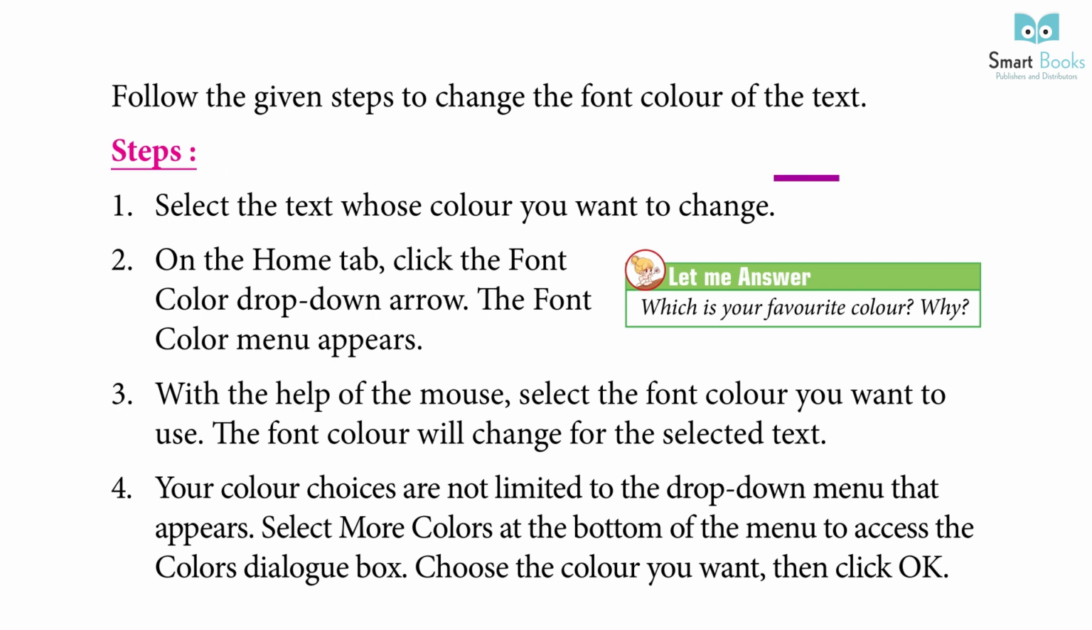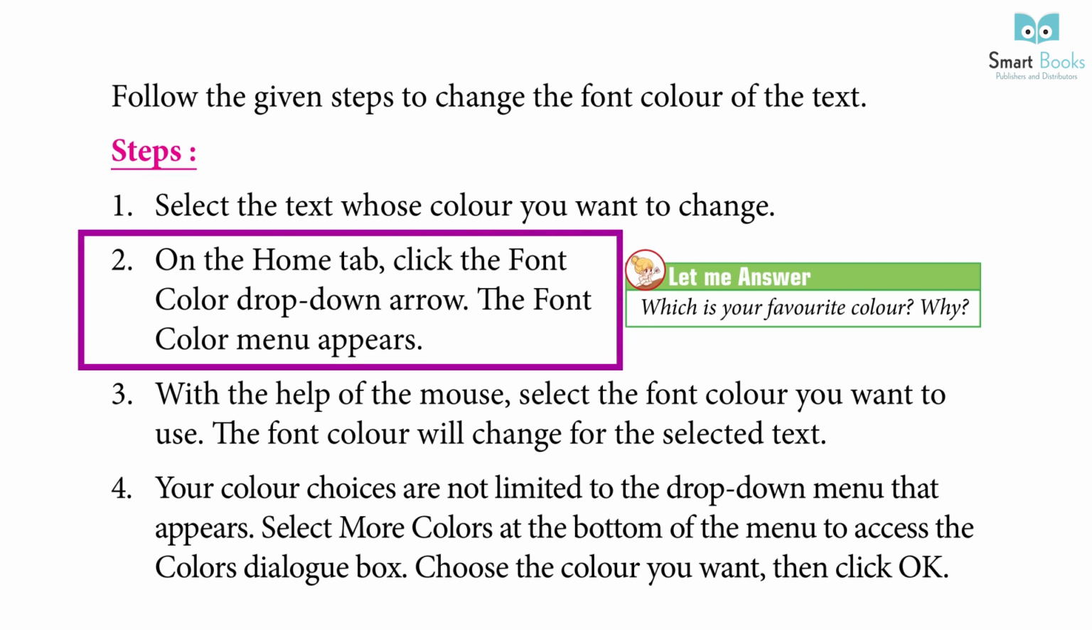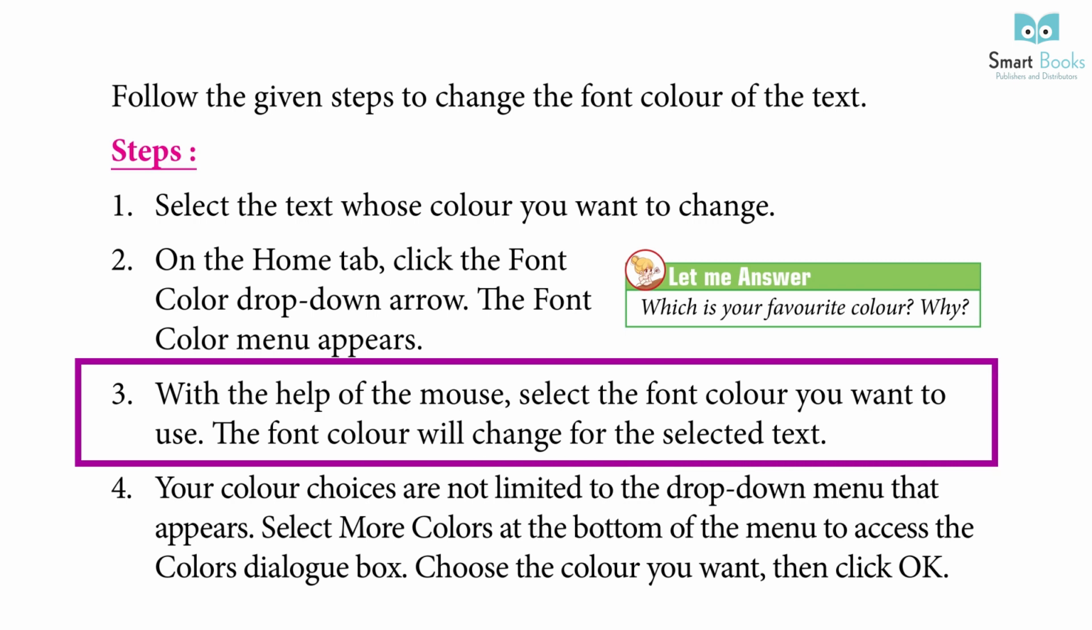Step 1. Select the text whose color you want to change. 2. On the Home tab, click the font color drop-down arrow. The font color menu appears. 3. With the help of the mouse, select the font color you want to use. The font color will change for the selected text.